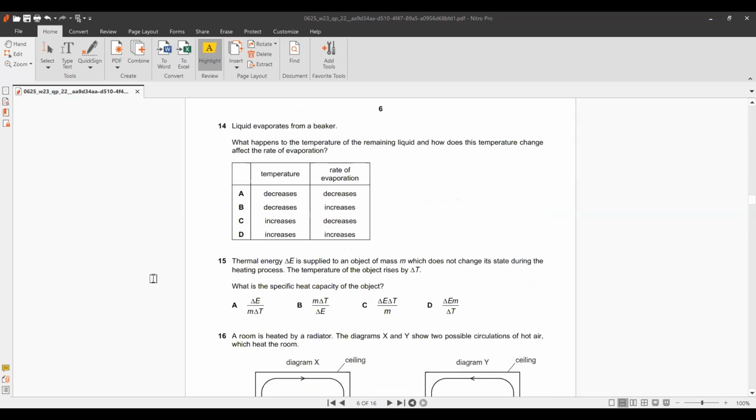Then we have liquid evaporates from a beaker. What happens to temperature of the remaining liquid? Remaining liquid का temperature क्या होता है? When the liquid evaporates, it decreases. Okay. And out of A and B, which would be the right option? I don't know. Think over the options.